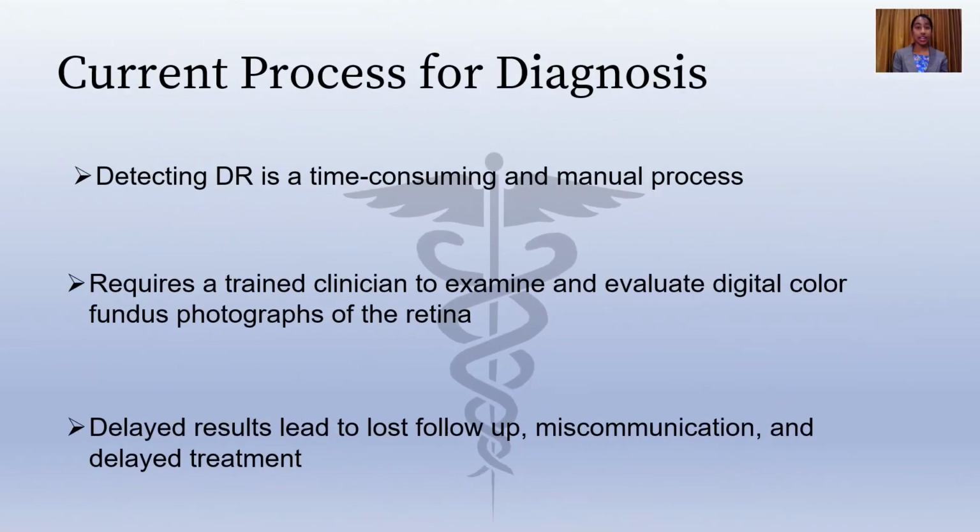Currently, detecting diabetic retinopathy, or DR, is a time-consuming and manual process that requires a trained clinician to examine and evaluate digital color fundus photographs of the retina. By the time human readers submit their reviews, often a day or two later, the delayed results lead to lost follow-up, miscommunication, and delayed treatment.